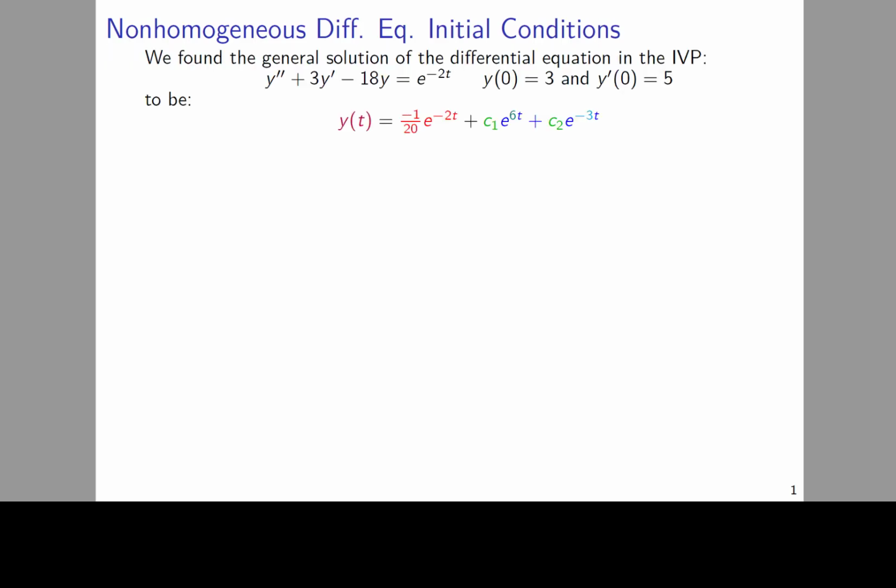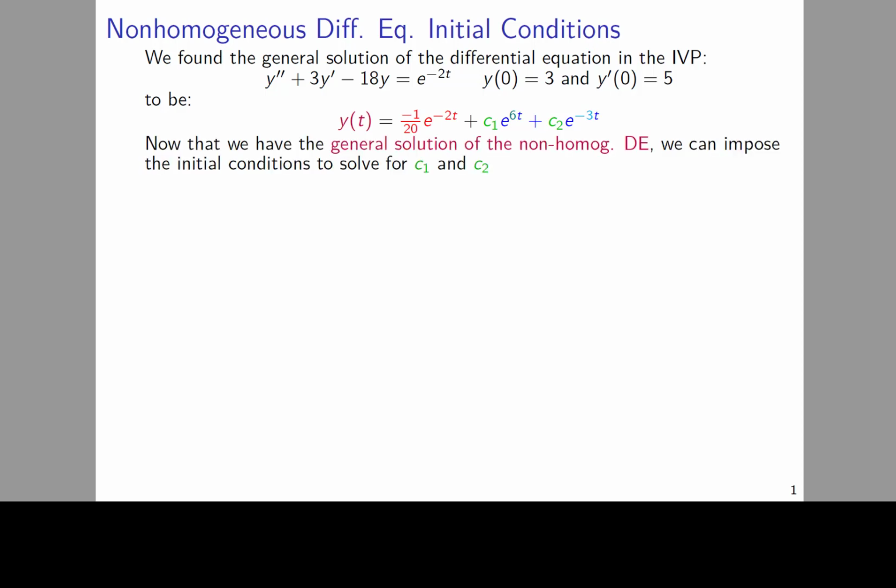that the general solution of the differential equation y double prime plus 3y prime minus 18y equals e to the negative 2t was y of t equals negative 1 over 20 e to the negative 2t plus c1 e to the 6t plus c2 e to the negative 3t. And now that we have the general solution of the non-homogeneous differential equation, we can impose the initial conditions to solve for c1 and c2.